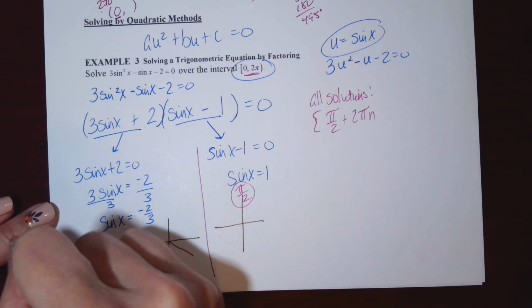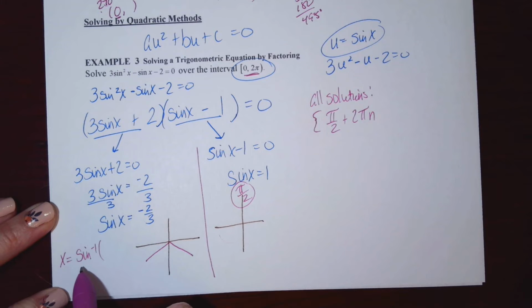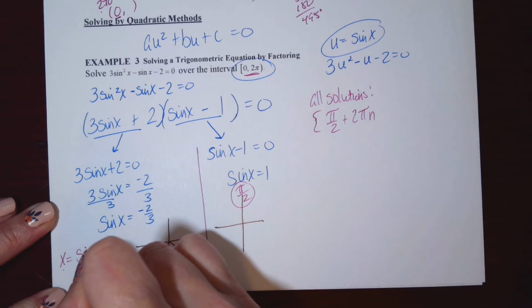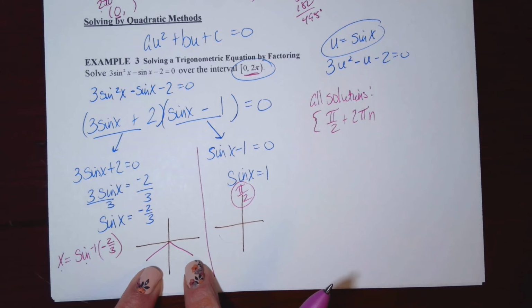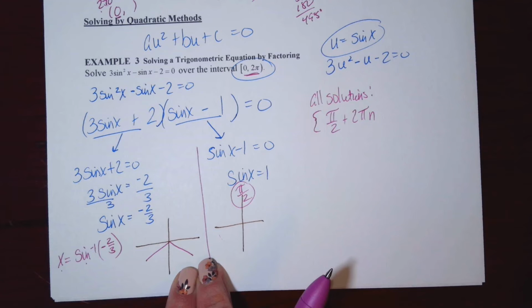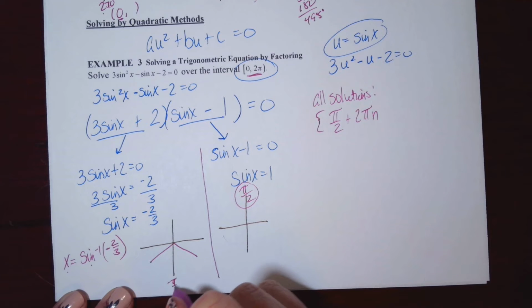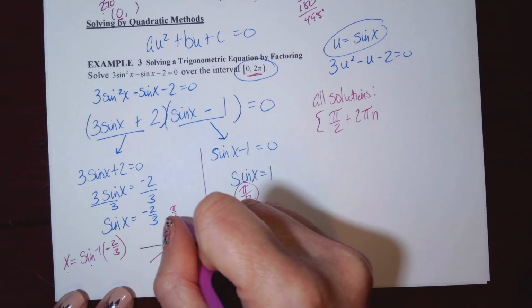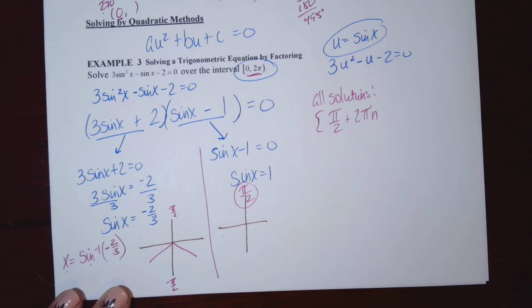So to solve for the angle, I use my inverse function. I want to know what is the angle x where the sine function value is a negative 2/3. Now when I plug this into my calculator, it's not going to give me both these answers. It's going to give me this answer because sine inverse is restricted to quadrants 1 and 4. It's going to give me an answer between negative pi/2 and 0. So let's see what it gives me.